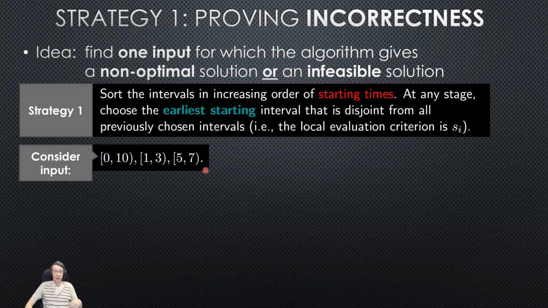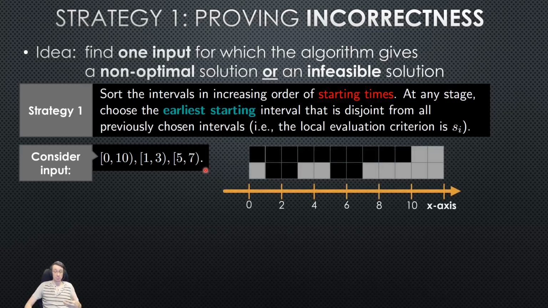Yeah, make the first starting interval huge and make it prevent the selection of a bunch of other intervals. So here, for example, we have this input, which I'm going to render visually like this. I'm going to draw a time, well, we're calling it the x-axis. Maybe I should have called it the time axis or something. Anyway, the x-axis or time axis is going to the right.